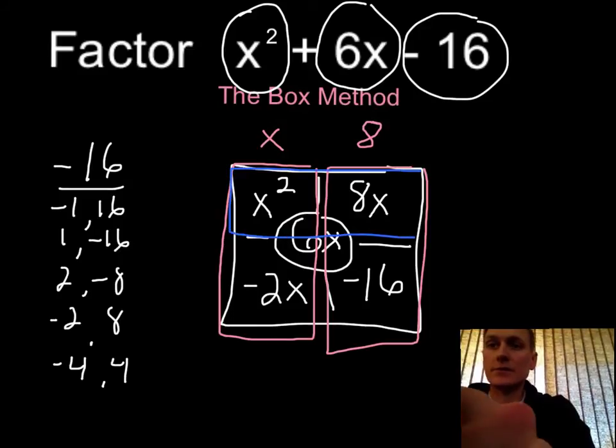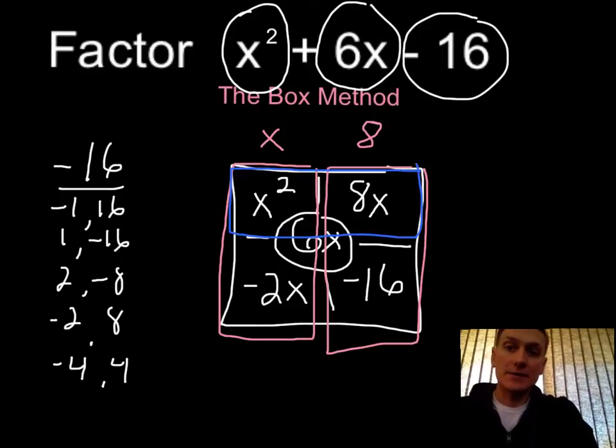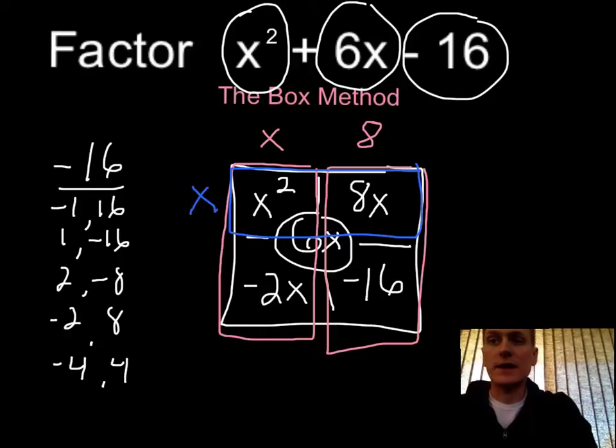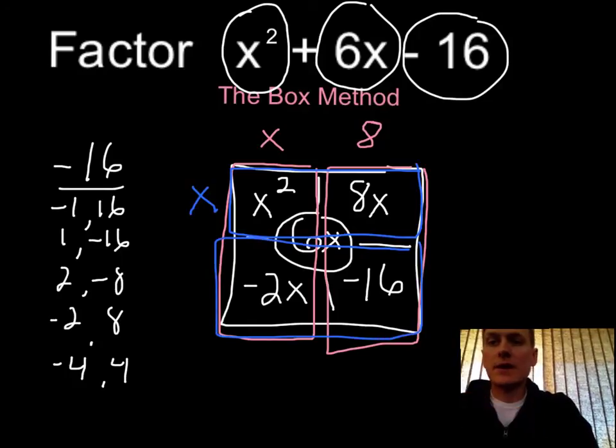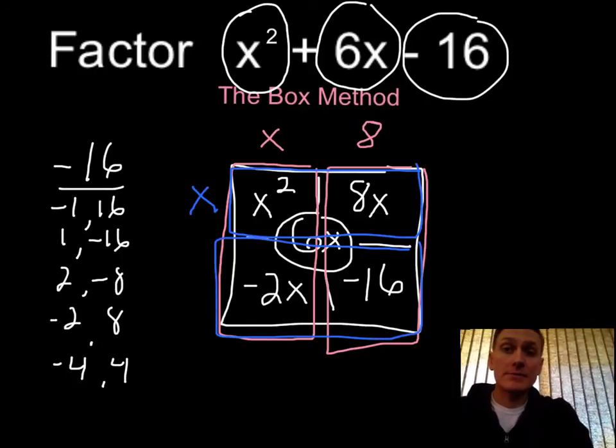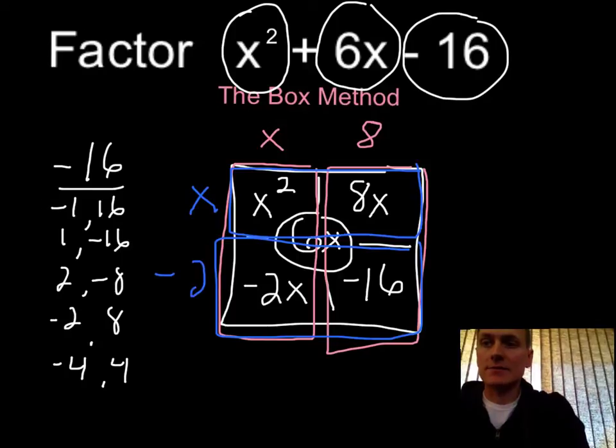In the first row, if you notice, we have an x squared and an 8x. The greatest common factor between those two terms is x. That's what we factor out on the left side of the box. In the very last row, negative 2x and negative 16, the greatest common factor there is in fact negative 2.